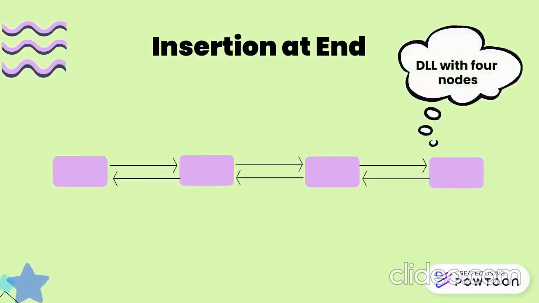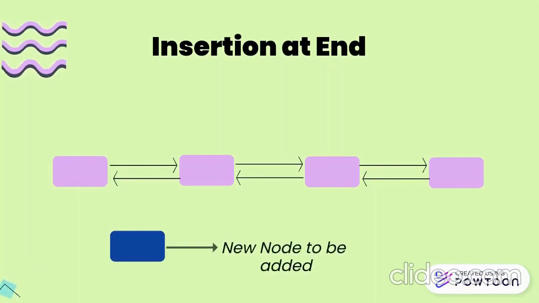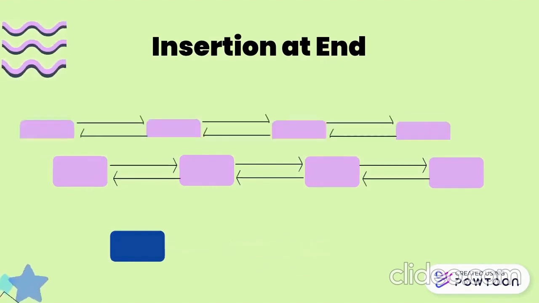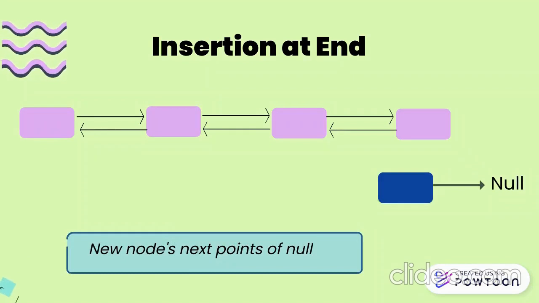Now let's see insertion at end. Let's consider a doubly linked list with 4 nodes. The blue node is a new node to be added, and we have to insert it at the end. Now the last node's next pointer points to the new node, and the new node's next points to null.